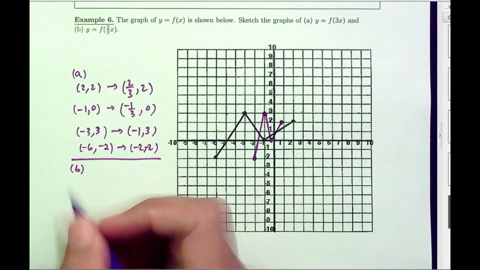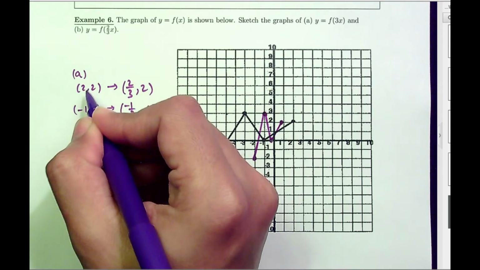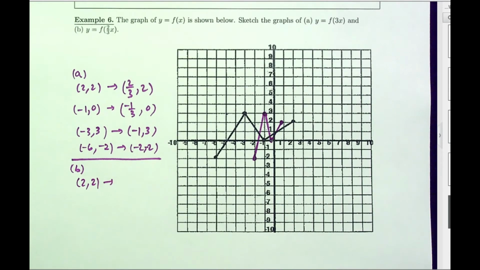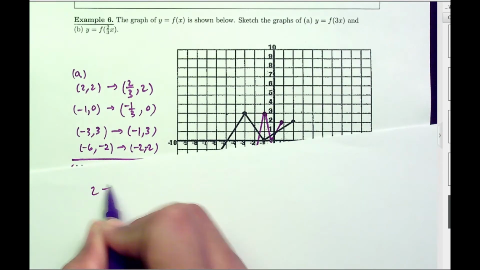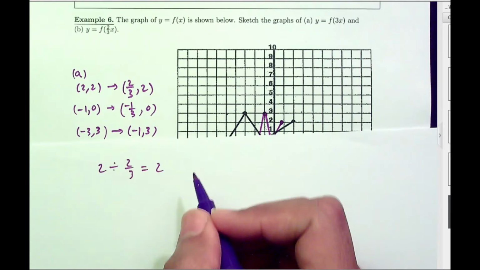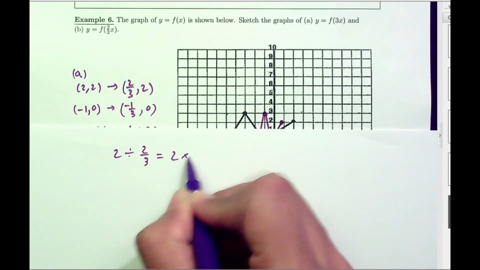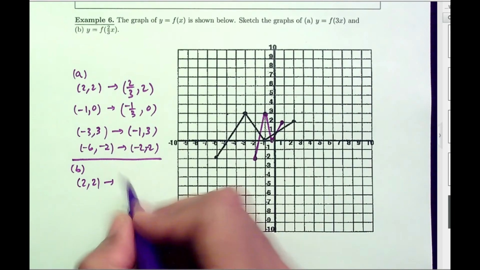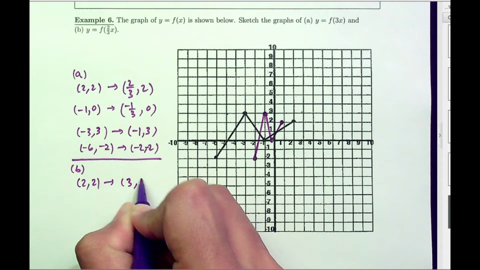Okay, so here's the list of the points. These are actually the same points. We're going to divide the x-coordinate by 2/3. Dividing by 2/3 is the same as multiplying by the reciprocal, which is 3/2. So we take 2 divided by 2/3, that's the same as multiplying by 3/2. The 2's cancel, so you get a 3. That means the new coordinates are 3, 2.